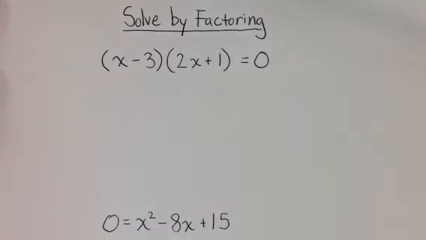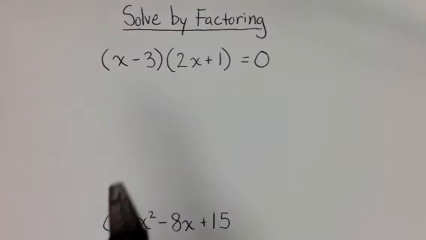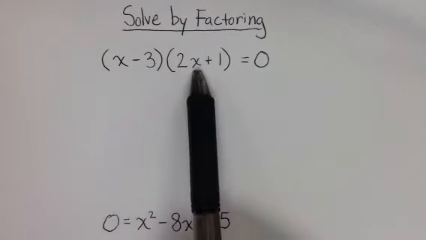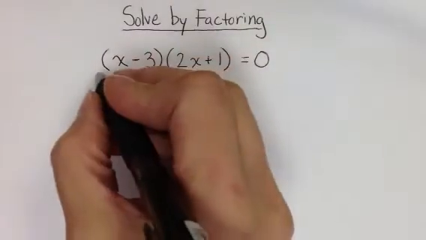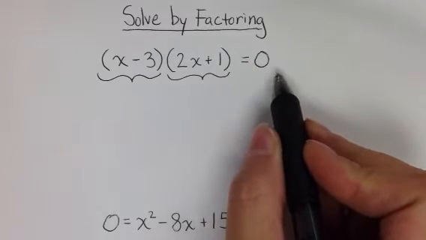So the last of the 4 methods for solving is solving by factoring. This would be the best method to use if it's already factored. Like this is in factored form. This is something times something equals 0.